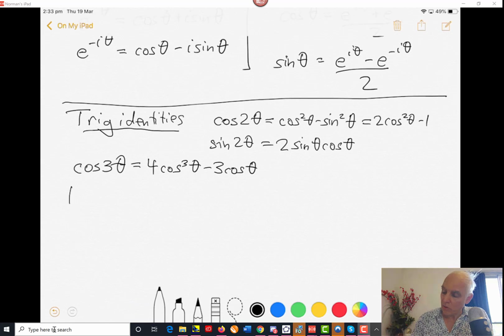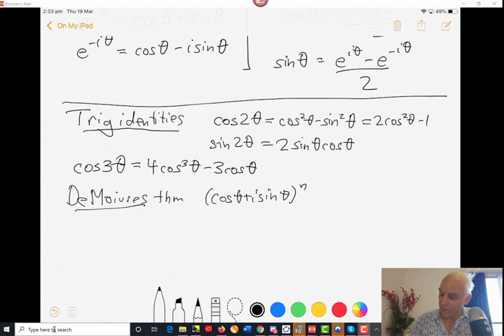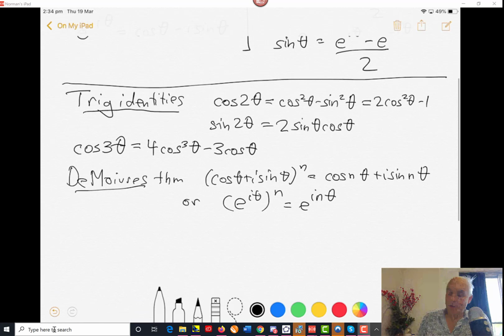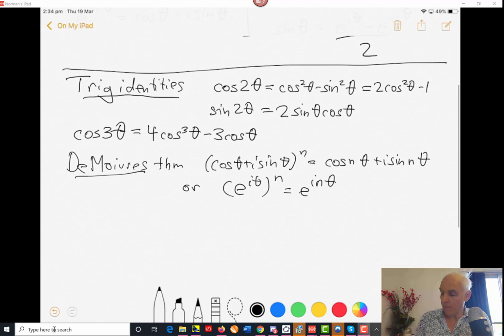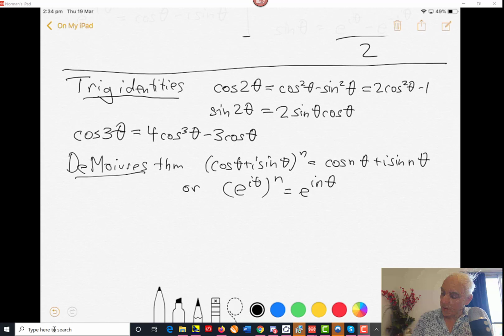So from the exponential is de Moivre's theorem. I'll remind you, de Moivre's theorem is cos theta plus I sine theta to the n equals cosine n theta plus I sine n theta. Or in exponential form, e to the I theta to the n equals just e to the I n theta. And that's a particularly nice way of thinking about it because it's just the usual index law for the complex exponential. So this suggests how to obtain some identities like this.